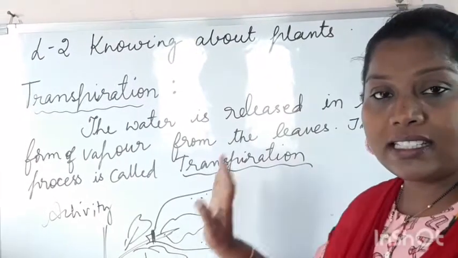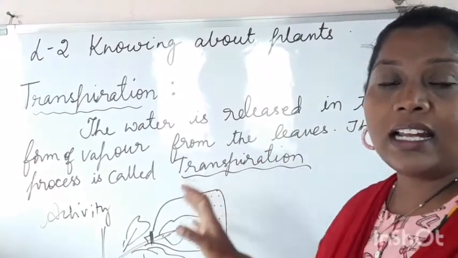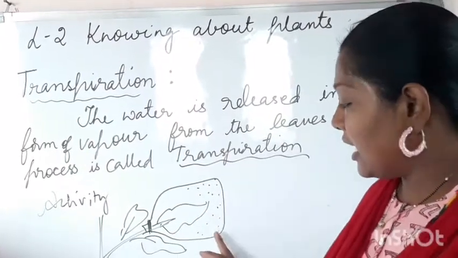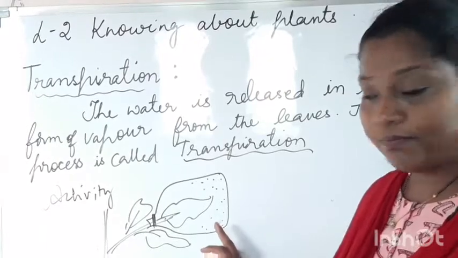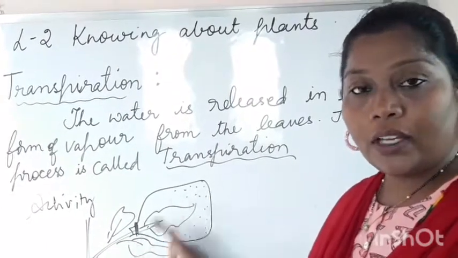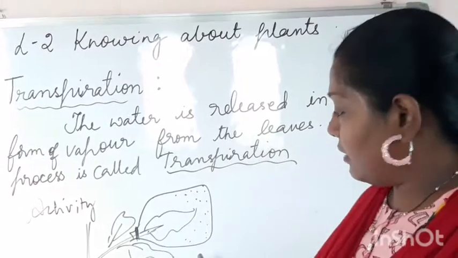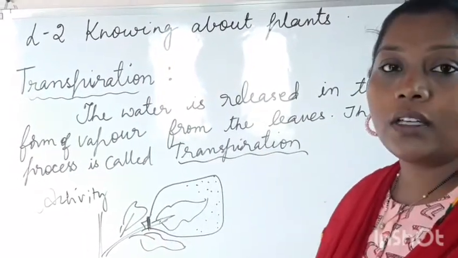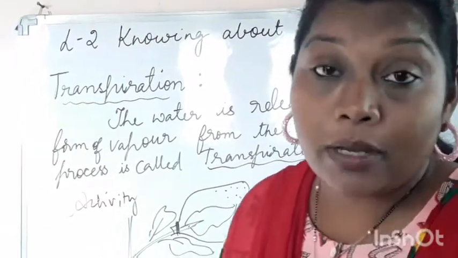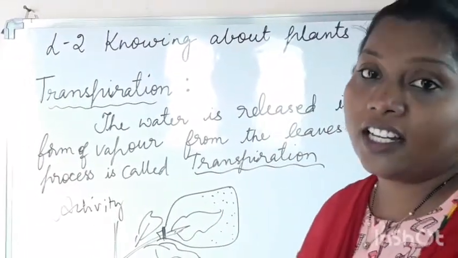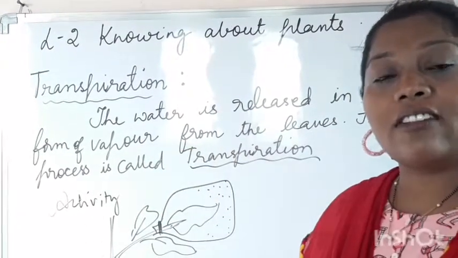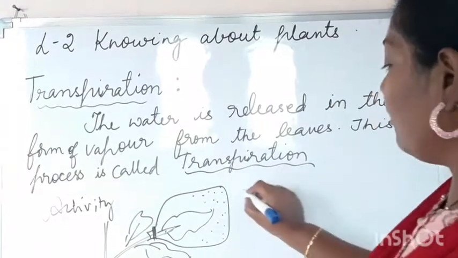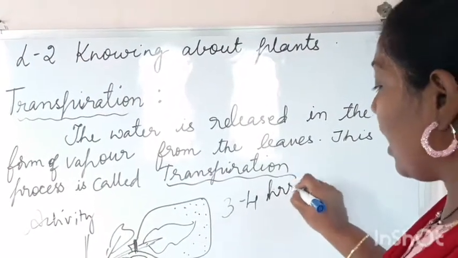What do you have to do? Select a plant, select the leaf or few leaves which you want to tie up, take a clear polythene cover and a rubber band. You have to cover this leaf as I have shown in the picture and put a rubber band like that. If it is a very hot summer, you can do this experiment very neatly and clearly. Leave the polythene cover like that for at least 3 to 4 hours.